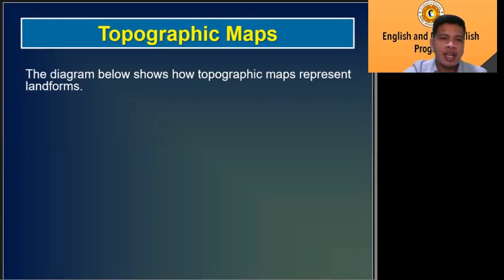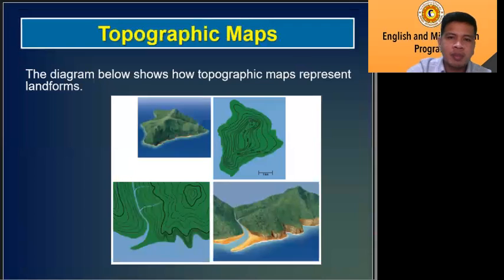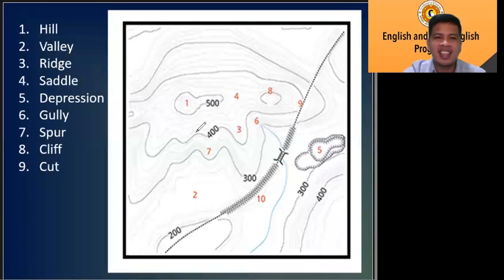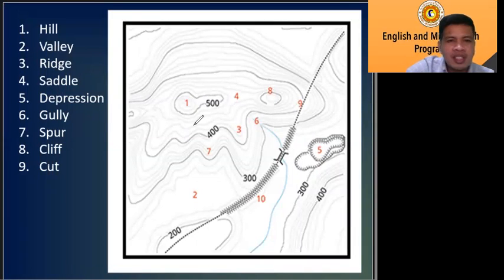So I have here a diagram that shows how topographic maps represent landforms. If we have an island like this one, this is how the map looks. Or like this one, this is how the map looks. All right, so next one here. You can read this one.